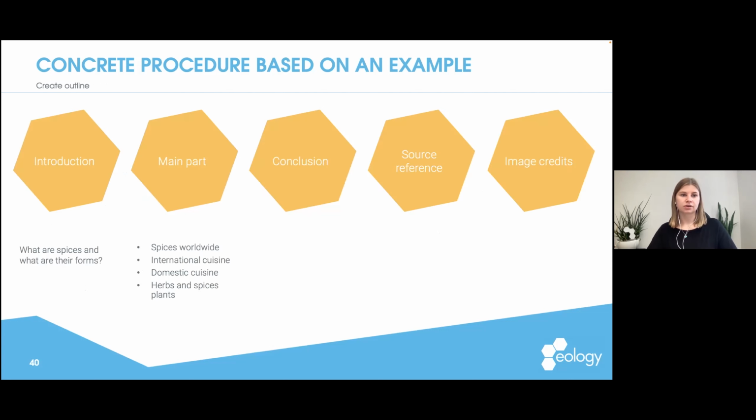This was our created outline in the end. We had the introductions, we had the main part, the conclusion, and of course, in the end, do not forget your source reference and the image credits.